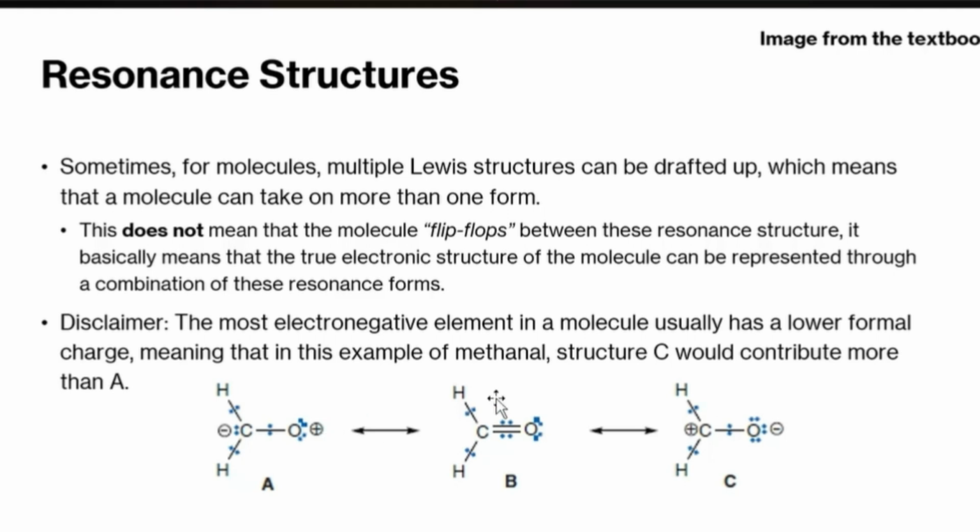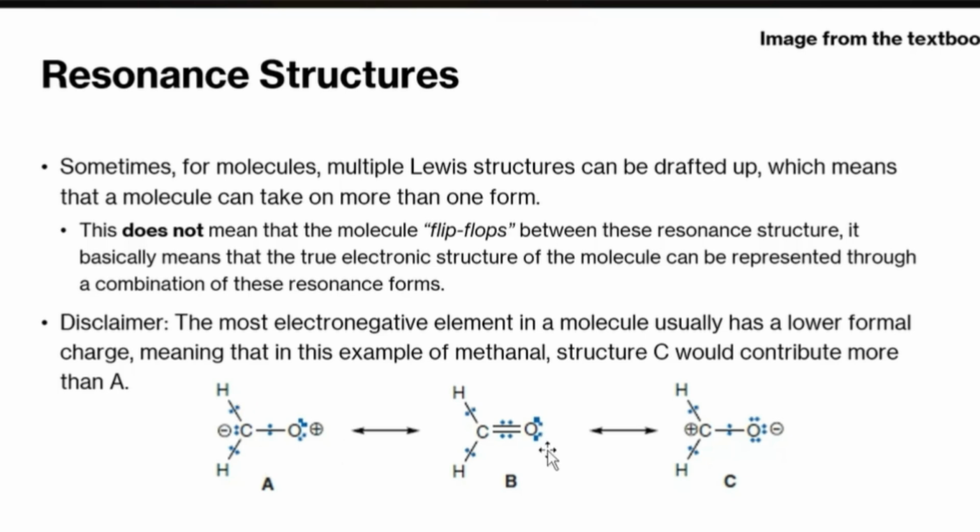If you look at a molecule of this, known as formaldehyde or methanol, and try to observe it, even though you can't, that does not mean that the molecule can flip-flop between these forms. It does not just randomly switch. What resonance basically states is that the true way electrons are shared within a molecule is represented by a mix of these resonance forms.